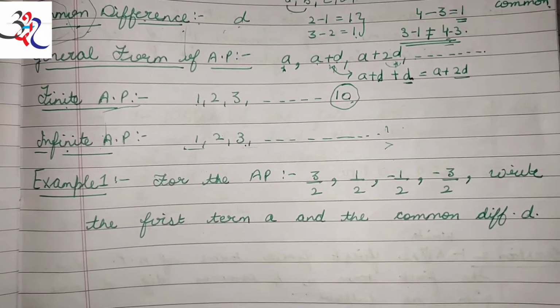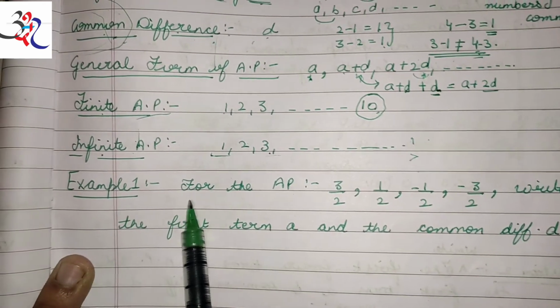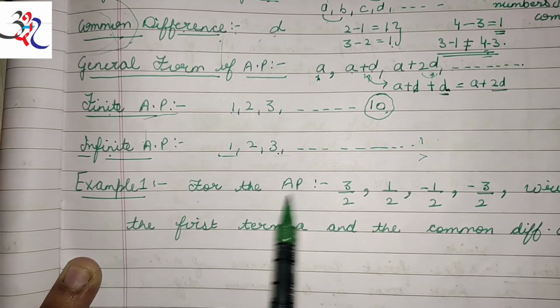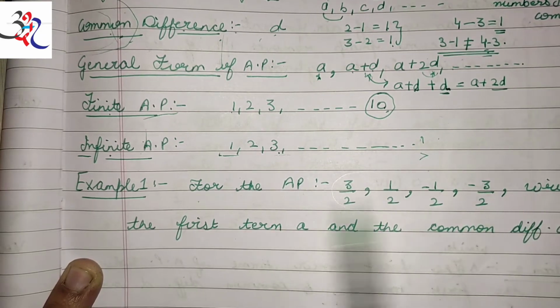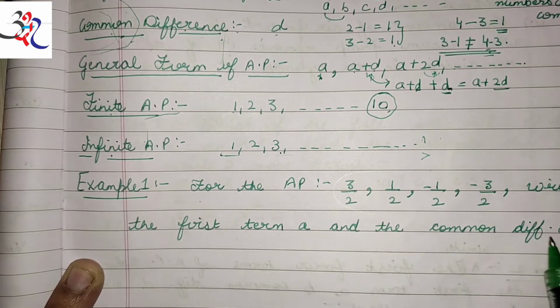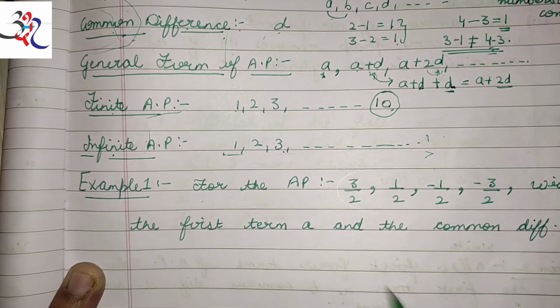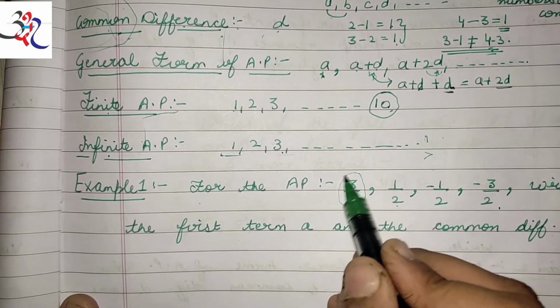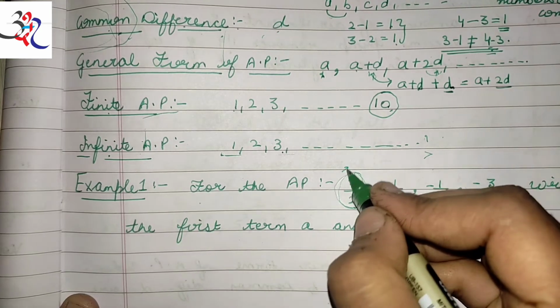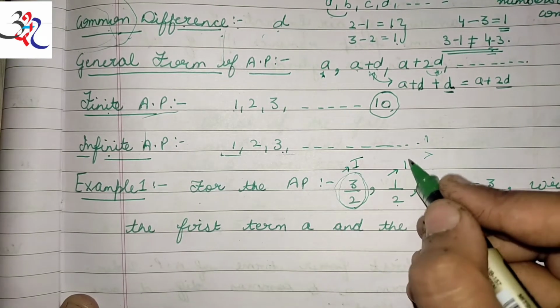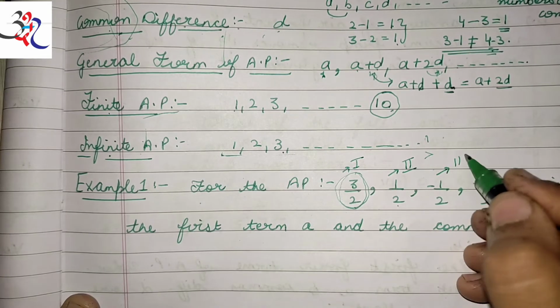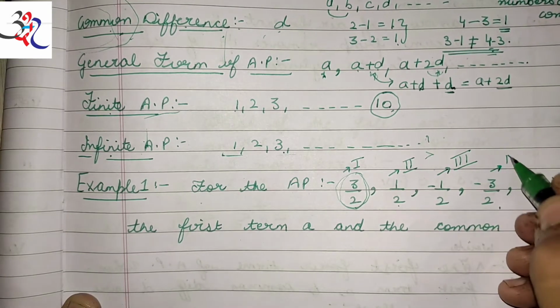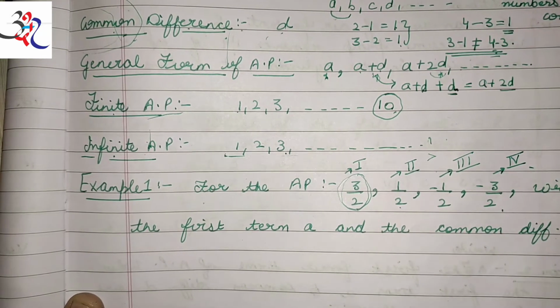Okay, so moving to the very first example, example number 1. It says that for the given AP, write the first term a and find the common difference. So they have told you that this is an AP. What will be the first term? This is my first term, this is my second term, this is my third term, and this one is my fourth term.